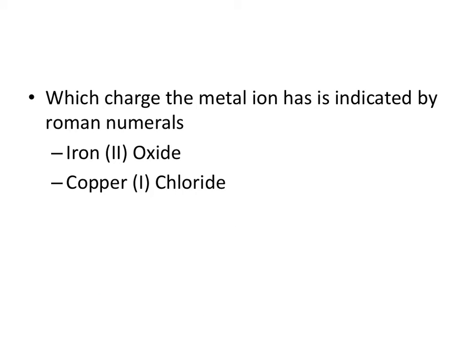And again, the charge the metal ion has is indicated by Roman numerals. So if I have iron 2 oxide, that means my iron is a +2 charge. Copper 1 chloride means my copper is a +1 charge. So that Roman numeral is not how many of the atom you have in the formula, it is the charge of the ion.